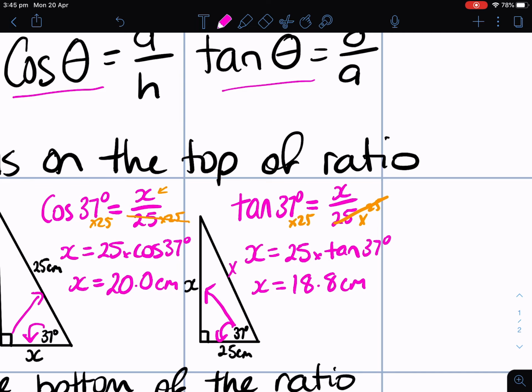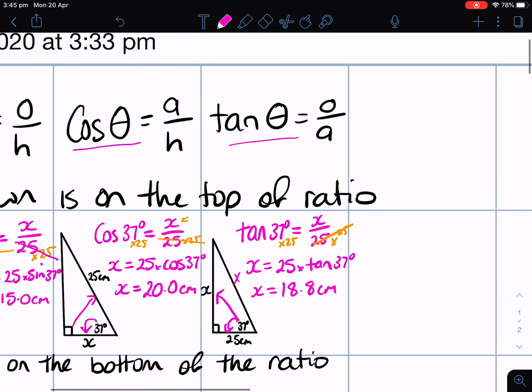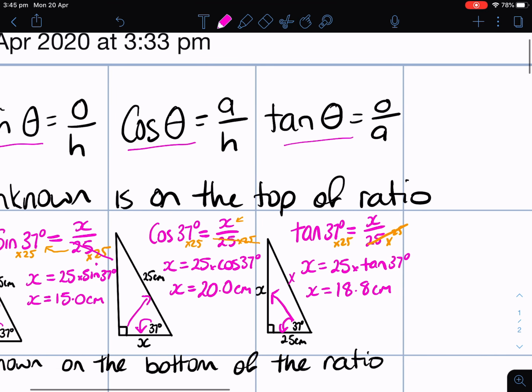Now you can see here, let me just have a look at all three of them, that we've done the same process in all three of those by multiplying the bottom of our ratio to move it across to the other side, so we can isolate the unknown and work out what its value is. So we can do a little note here that says when the unknown is on the top of the ratio, we multiply.